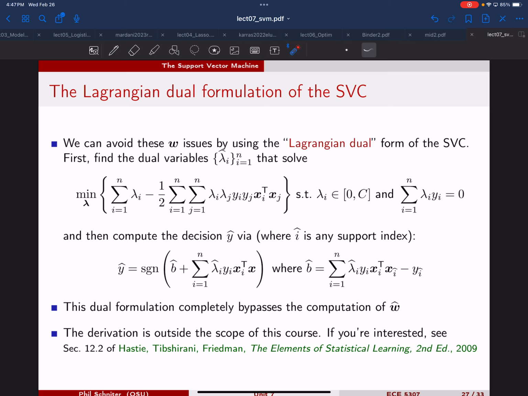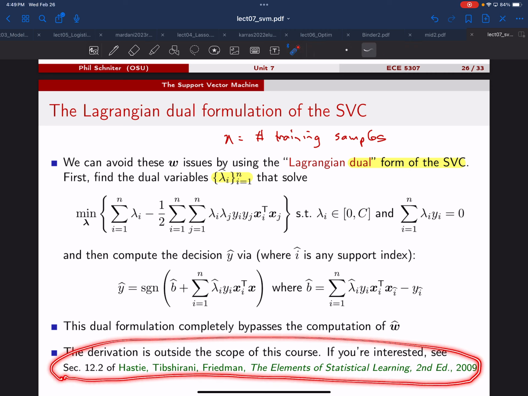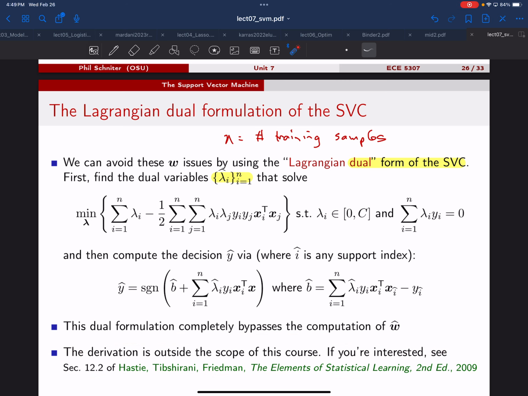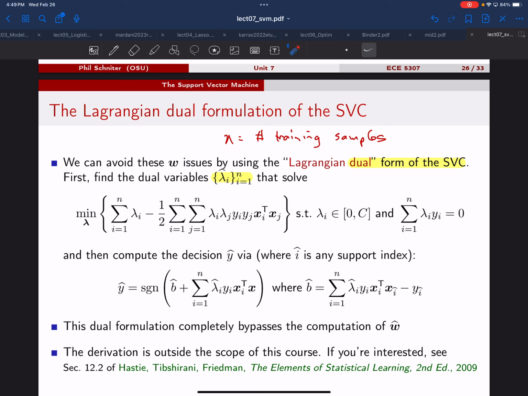Now, I can't get into all the details here because it involves a bunch of math that you wouldn't know, probably, unless you took an optimization course. If you are interested in the details, they're nicely described in section 12.2 of this textbook. So if you've taken the convex optimization course, you can see exactly the derivation of this. But if not, I'm not going to test you on this. Just suffice it to say that there's a different way to solve the same problem.